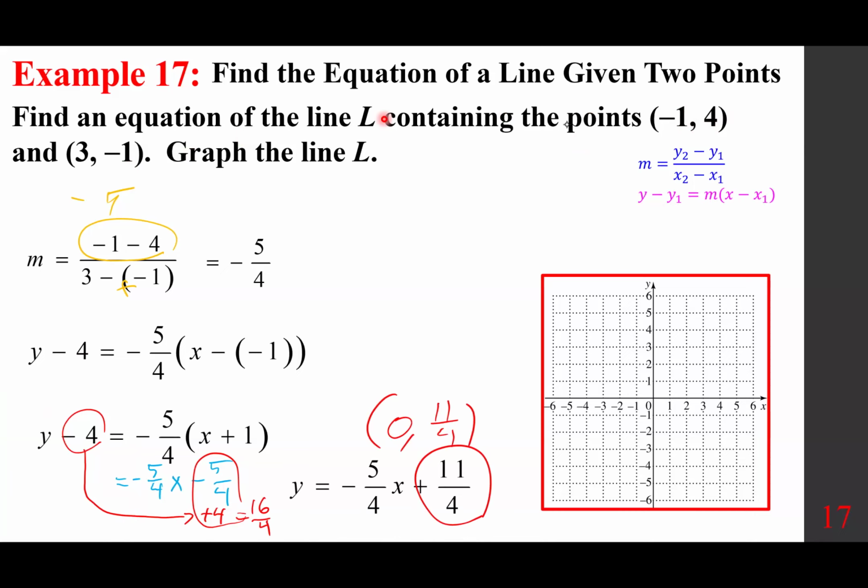So if you plot those pairs, for example, here's negative 1, 4, right? And here's 3, negative 1. And now if you connect them, sometimes we just put a line like that, sometimes double arrows, meaning it continues indefinitely. It has the same meaning.